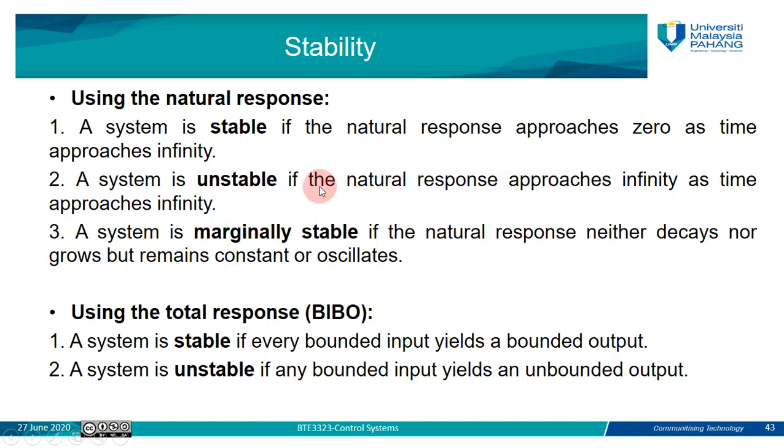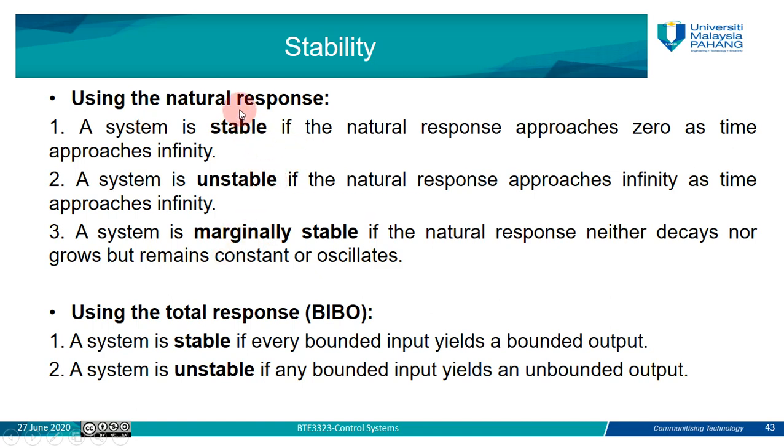The system is marginally stable if the natural response neither decays nor grows. The value of the natural response is steady, not changing: it does not go up and does not go down. So there is a natural response, but it is fixed or stationary, with no increase and no decrease. In this case, we call our system marginally stable.